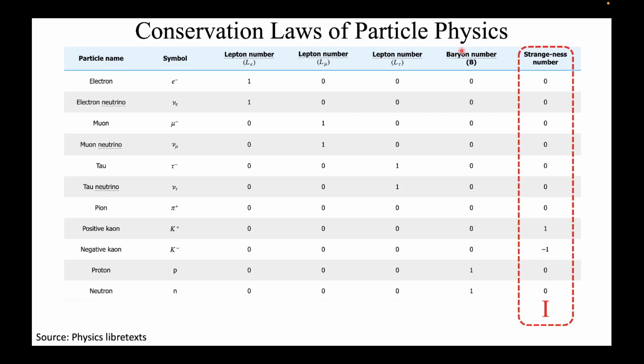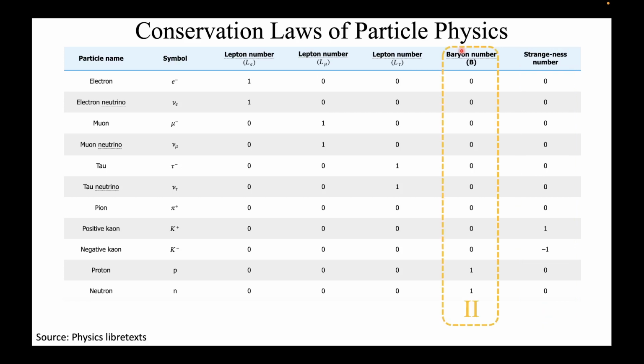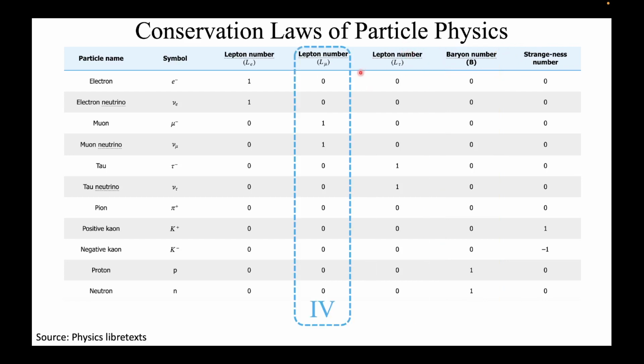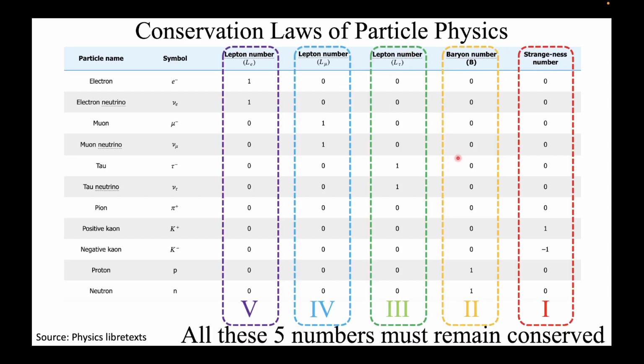Strangeness number has to be conserved. This means the sum of the strangeness on the reactant side must be equal to the sum of strangeness on the product side. Similarly for baryon number, the baryon number on the reactant side should equal the algebraic sum of the baryon numbers of all the species on the right-hand side. Similarly for L tau, L mu, and Le. To summarize, all these 5 numbers must be independently conserved. The key thing is that they must be independently conserved. This means strangeness, baryon number and each of the lepton numbers have to be conserved irrespective of the other numbers.